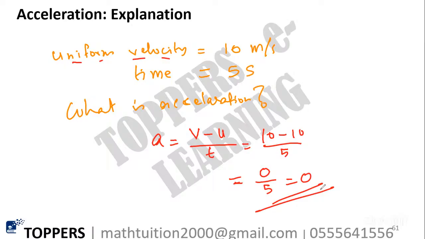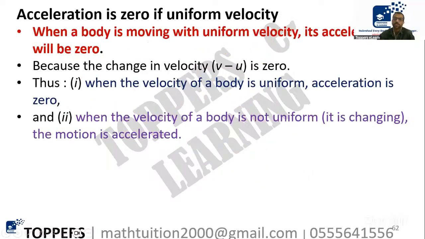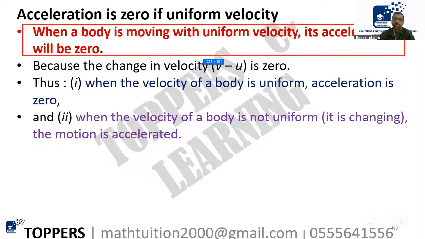So when a body is moving with uniform velocity, its acceleration will be 0. Understood the reason, right? v minus u is 0.